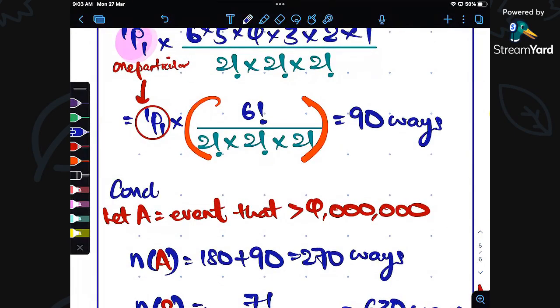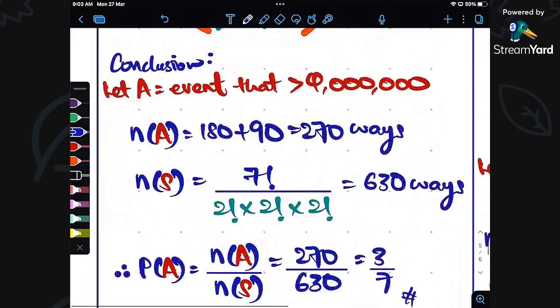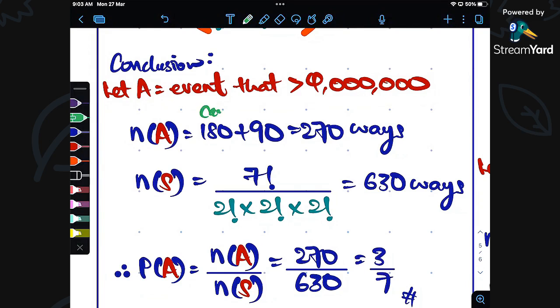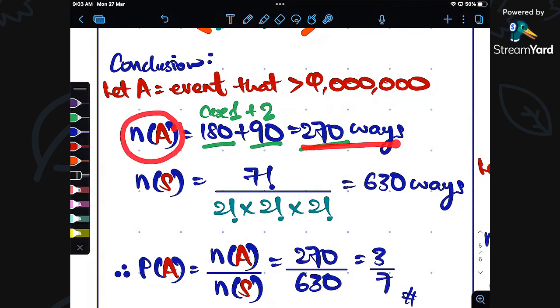This is my conclusion because we are asked to find probability, you know that. Probability means dia nakkan P(A) ni lah. So I put event A as 4 million and above. So case 1 plus case 2, 180 plus 90, I got 270 ways. And so this number of event A, 270, will be divided by 630. Where is this 630 coming from? 630 is actually coming from all arrangements.